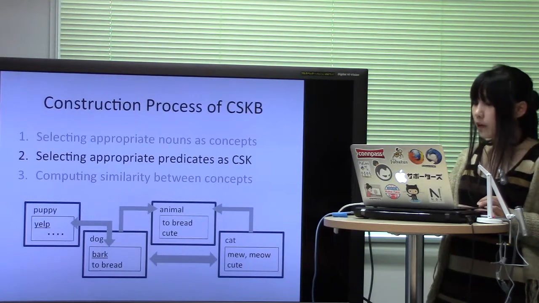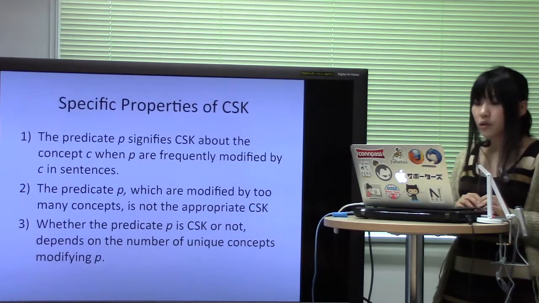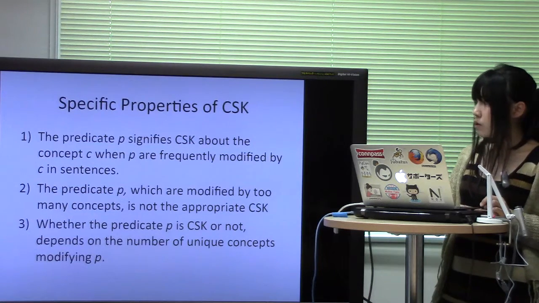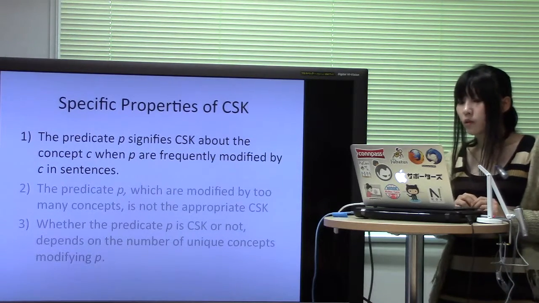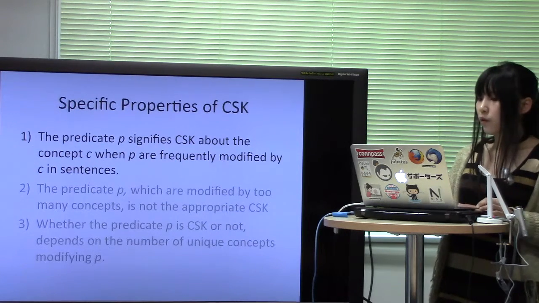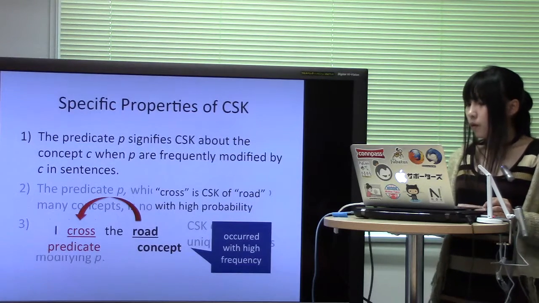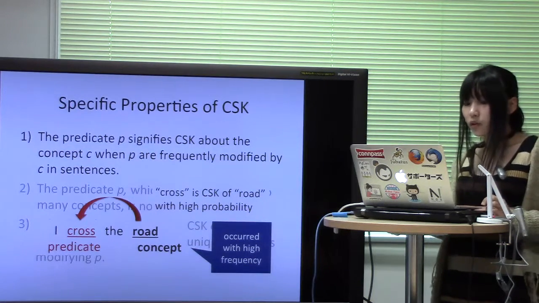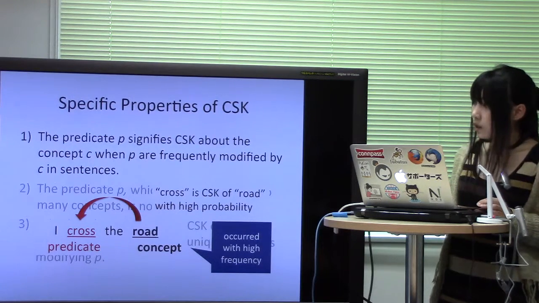Next, we select appropriate predicates as common sense knowledge. To select common sense knowledge, we made 3 hypotheses about the specific properties of common sense knowledge. First, the predicate P signifies common sense knowledge about the concept C when P is frequently modified by C in sentences. For example, when the sentence I cross the road occurs frequently, the predicate cross is common sense knowledge of road with high probability.